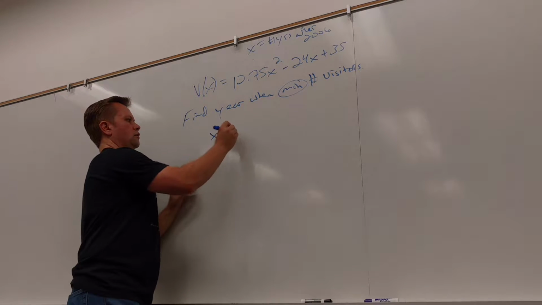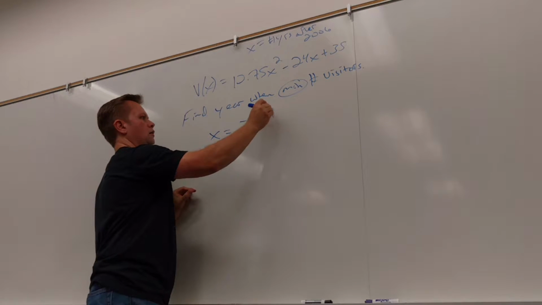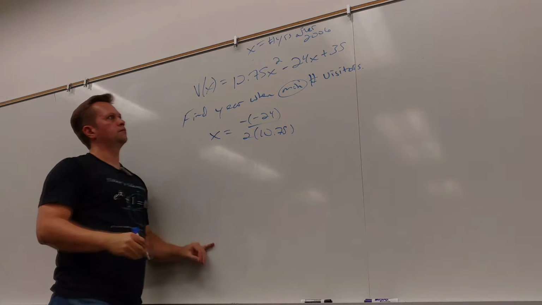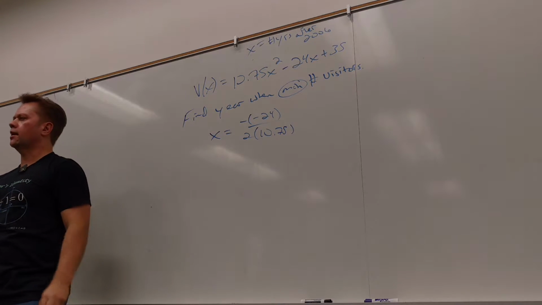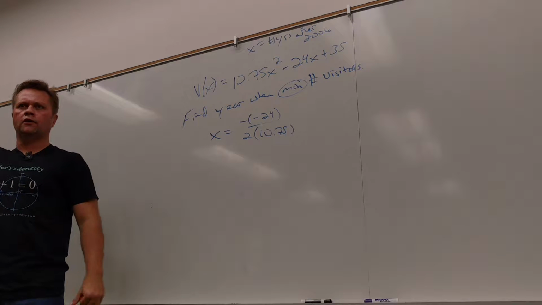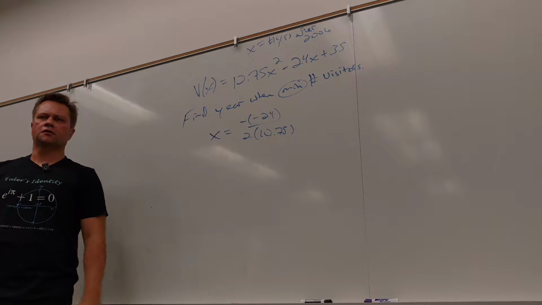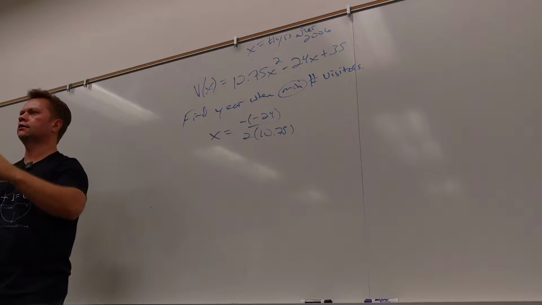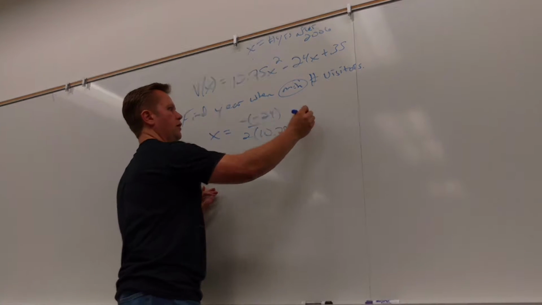Yeah. Negative b over twice a. See, anytime you have a function that models the real world, you're going to have fractions and decimals, because most often in the real world, your whole numbers are funny. Whatever that comes out to be.